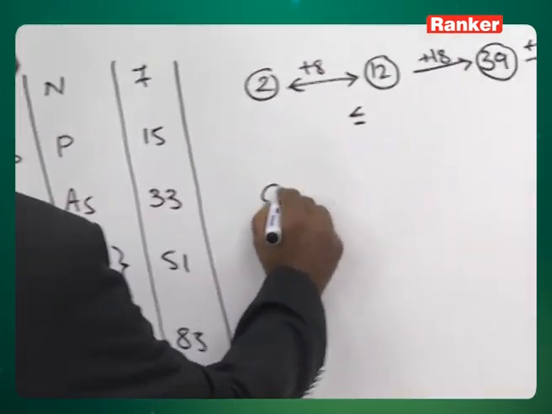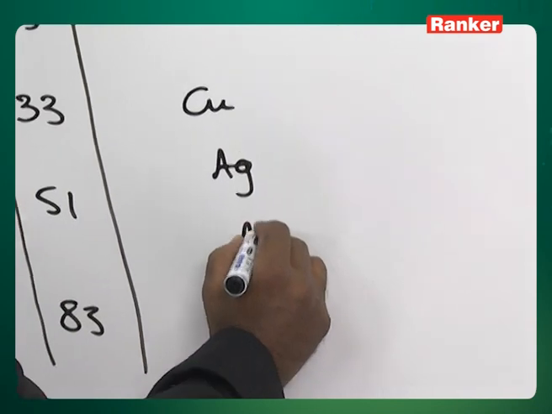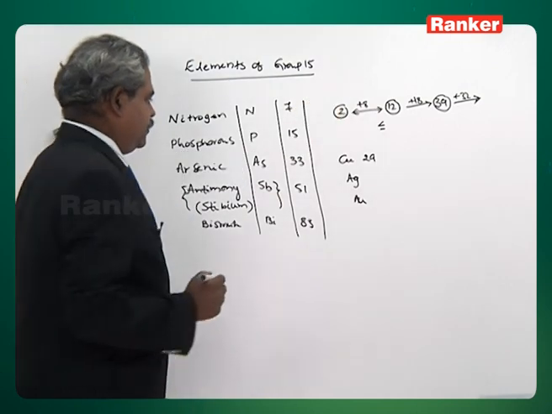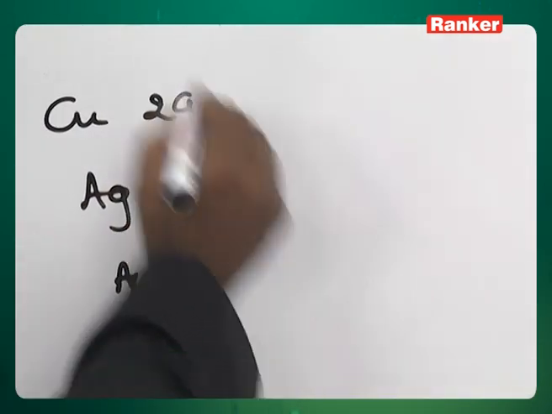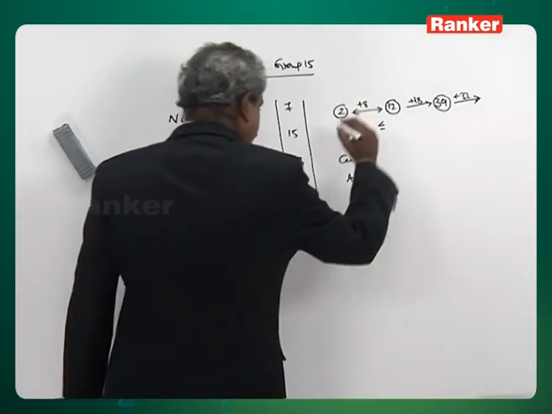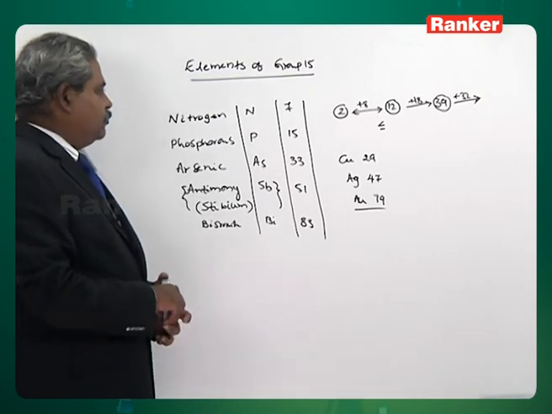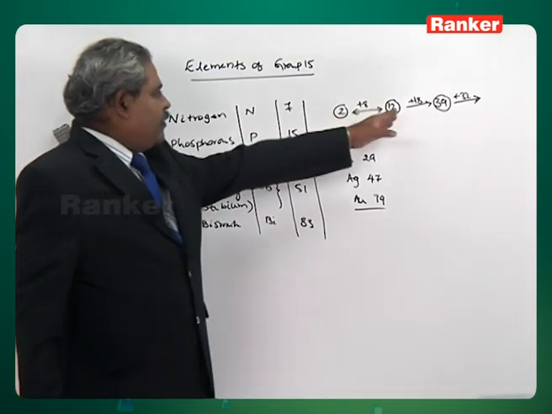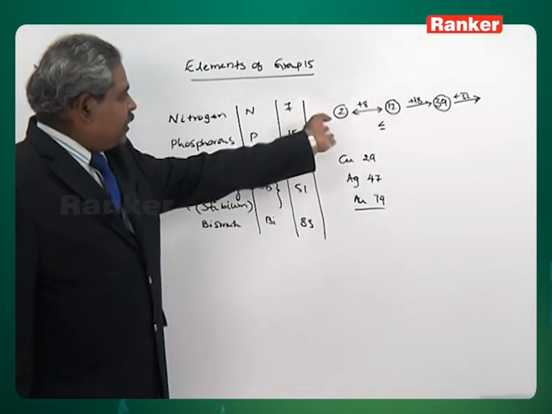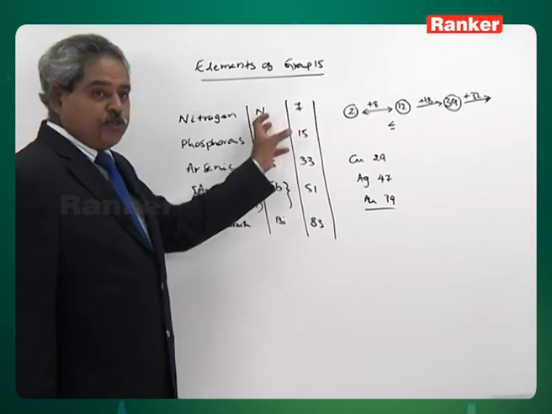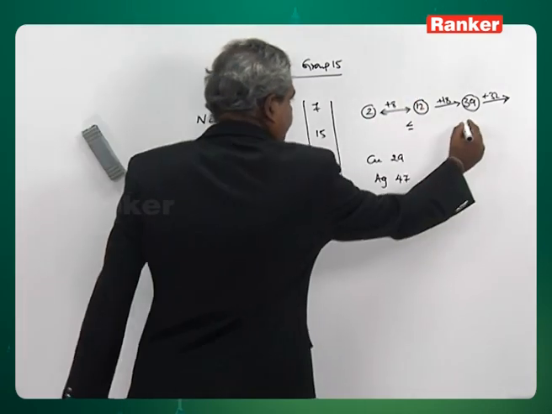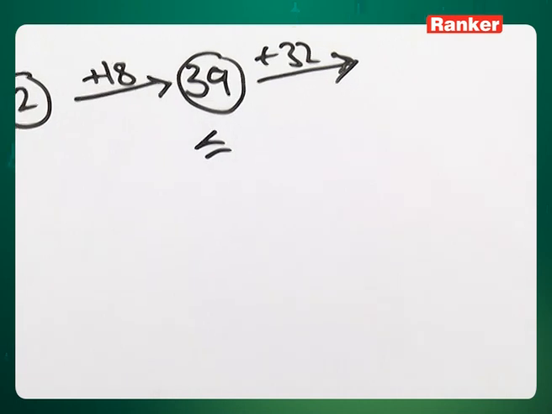Apply this again for copper, silver, gold. They belong to the same group. Copper is 29. How about silver? 29 plus 18, 47. 47 plus 32, 79. So, just remembering 12 and 39, you divide the numbers into three limits: less than or equal to 12, less than or equal to 39, and greater than 39.